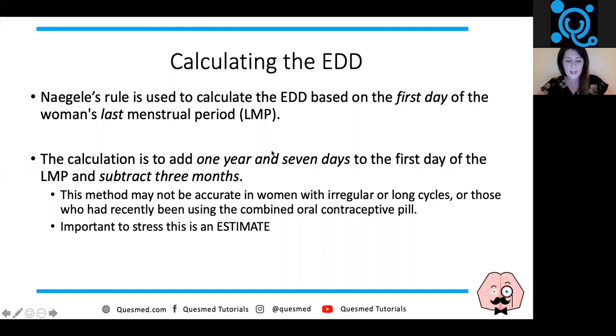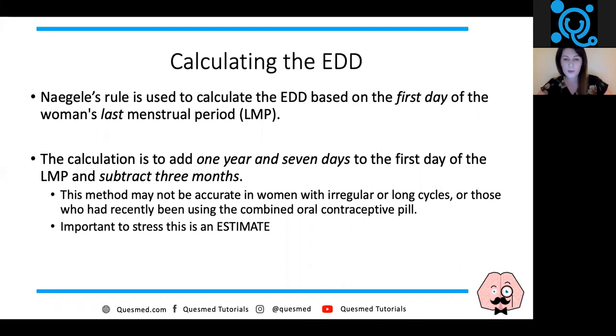This is calculated using Naegele's rule. This is an easy way to calculate the estimated date of delivery based on the first day of the woman's last menstrual period, or the LMP. The calculation we do is we add 1 year and 7 days to the first day of the LMP and we subtract 3 months. It's worth noting that this method is not accurate in women with irregular or long cycles or women who have recently been exposed to oral contraceptives.